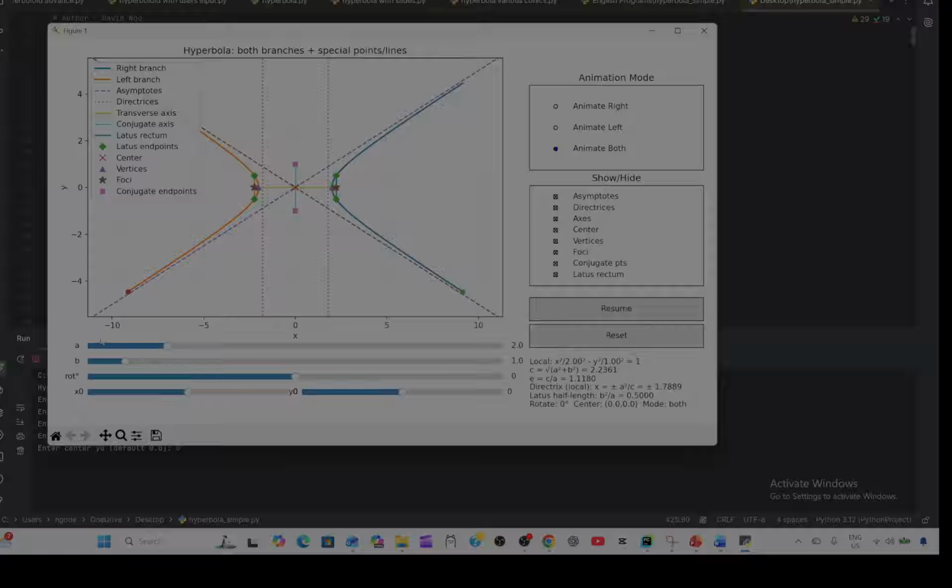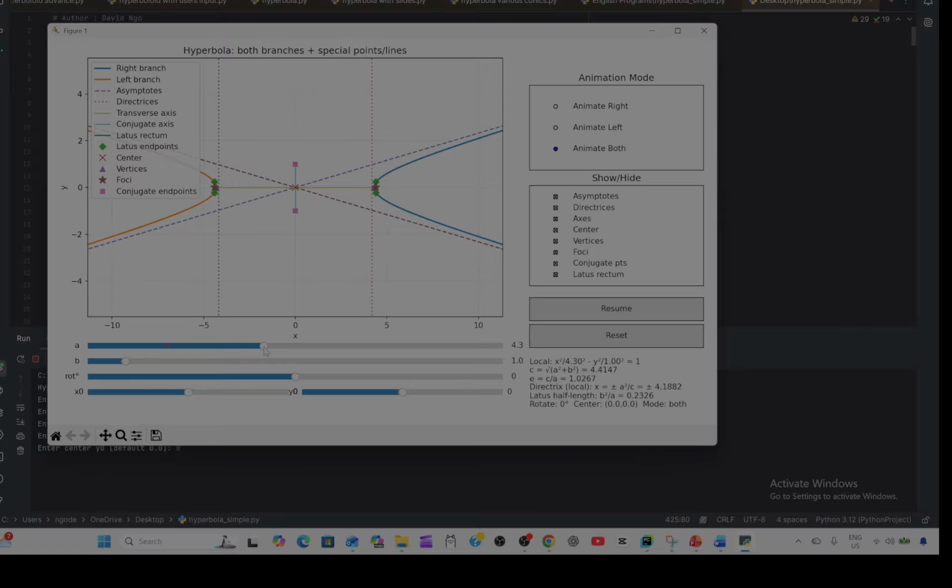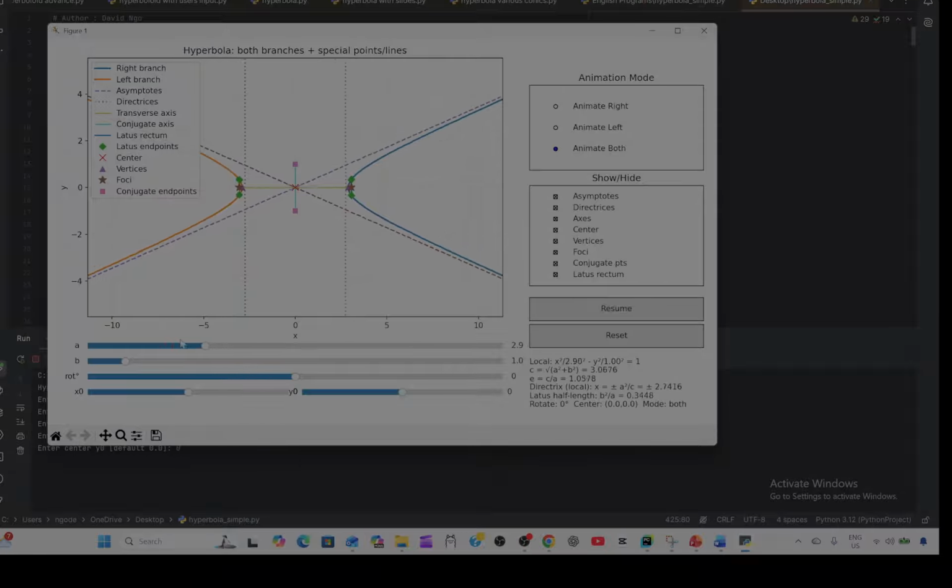I'll show A, which is very important. When you move A and make A bigger, what do you expect? When A gets bigger, the distance between the two foci gets bigger. So if you move it out, the two foci will move farther apart. You see that? If you increase A, the distance between the two points gets bigger. When you reduce it, they get smaller.